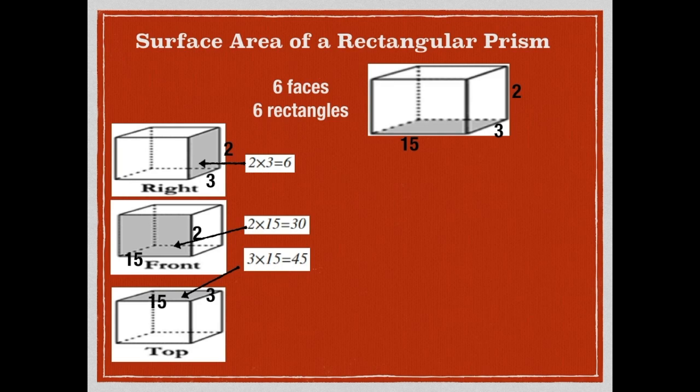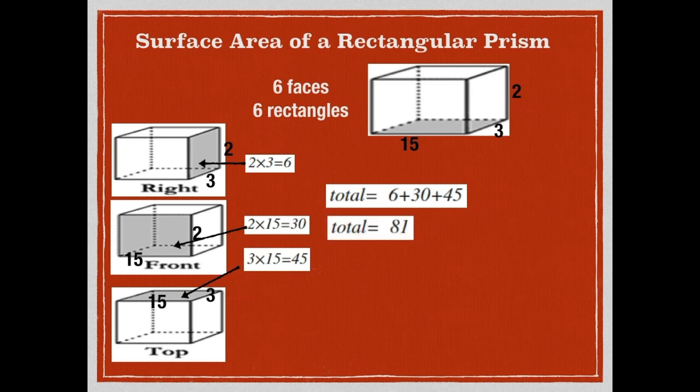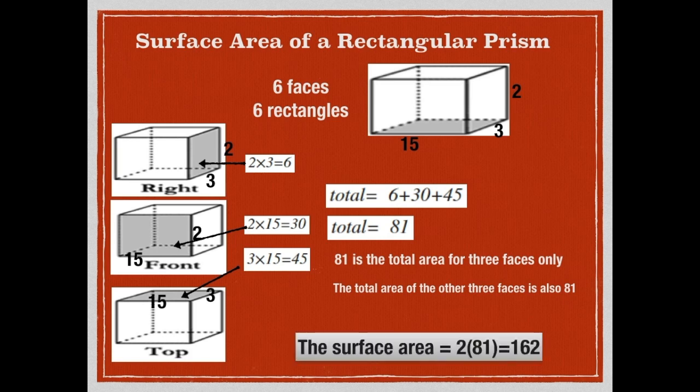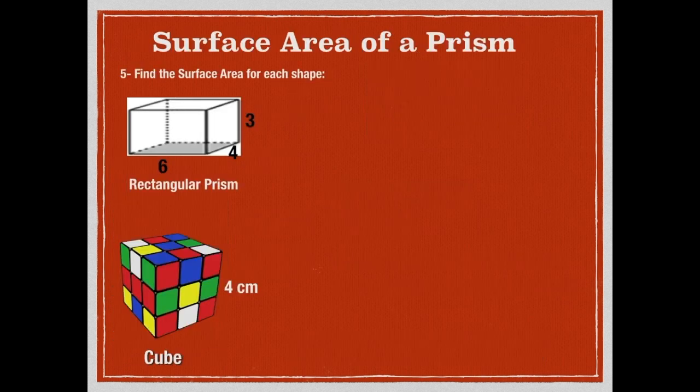Add these three areas together, 6 and 30 and 45. You get 81. This 81 is the total area for 3 rectangles or 3 faces only. The other 3 faces remaining, they have the same total area, 81. So the surface area of the rectangular prism is double 81, 162.